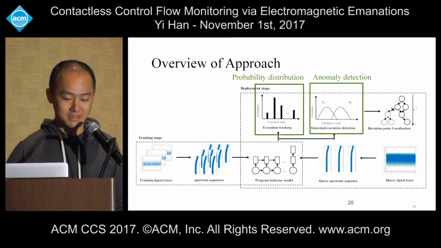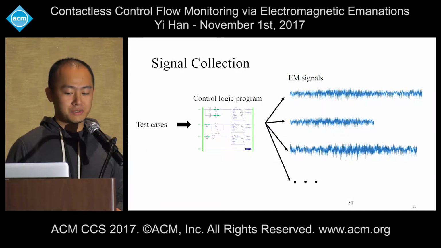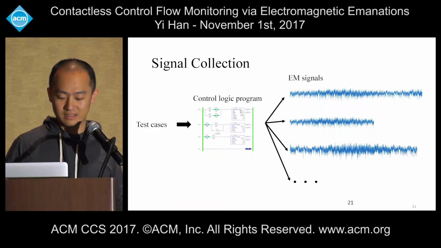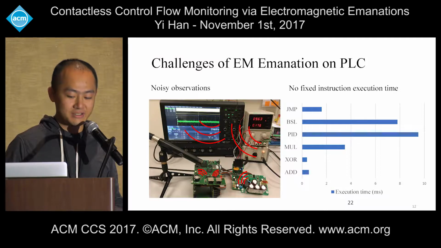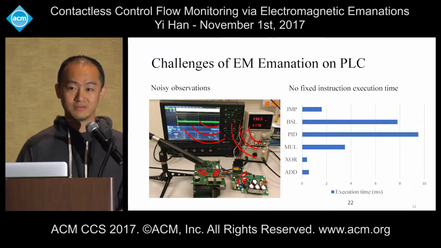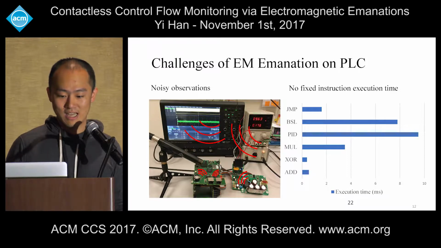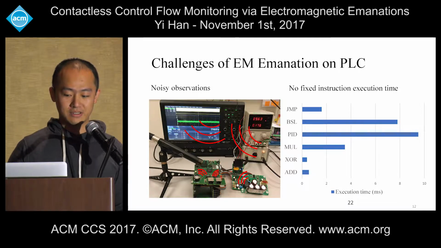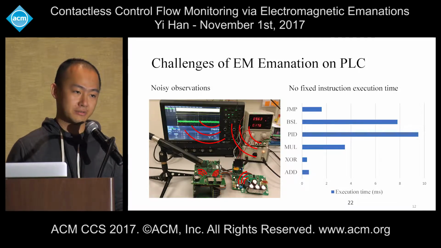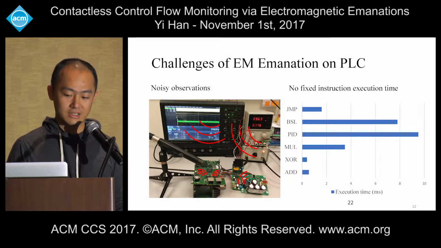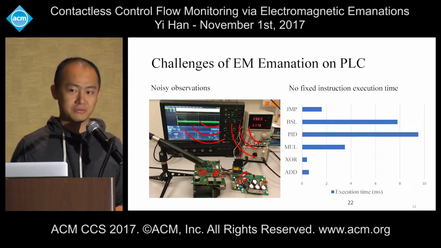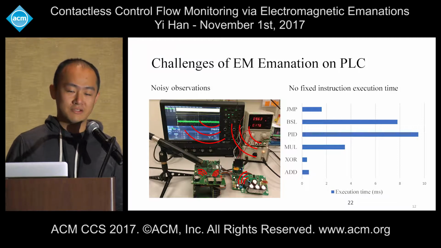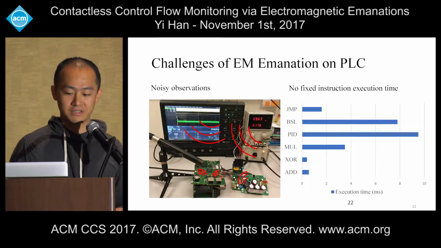We face two challenges. The first one is that the signals we observe are noisy. This is because they suffer from interference from other components on the board and from other devices in the environment. This means that we cannot observe repeatable patterns in the time domain. Also, these PLC instructions don't have a fixed instruction execution time. Here are some examples of the PLC instructions and their corresponding execution times that we extracted from the user manual. So different from some other side channel papers, which truncate the signals according to some fixed clock cycles and do the analysis, we just cannot do that.